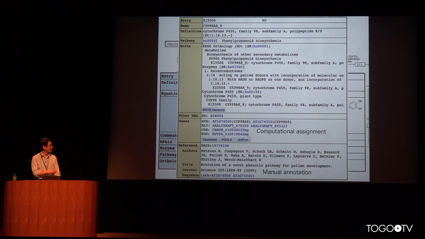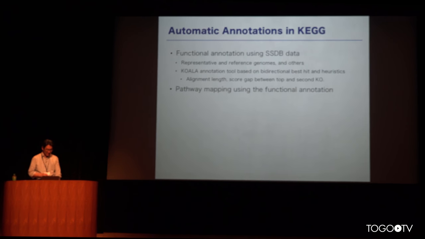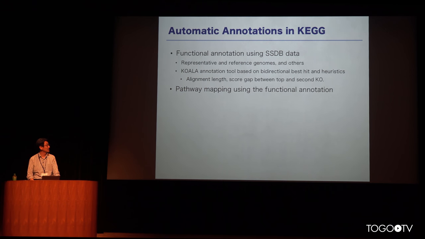So this part is computationally done by the sequence similarity search. And once we annotate, we create the pathway information, including the reaction and the orthologue. We use the functional annotation by using the SSDB sequence similarity database, which is a collection of the all-to-all sequence similarities in the KEGG genes database.